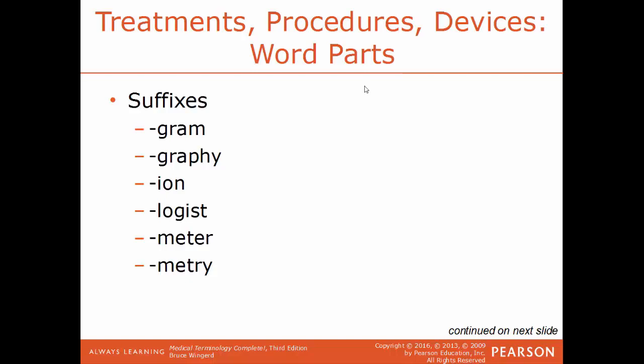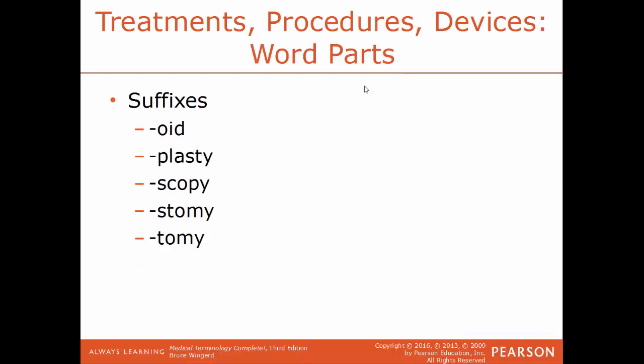Meter means to measure or to gauge. And metry is the process of measuring. The oid means derived from or resembling. Plasty, the surgical repair of. Scopy is a visual examination. Stomy would mean a new opening. You are creating a new opening. Tomy is the process of cutting.